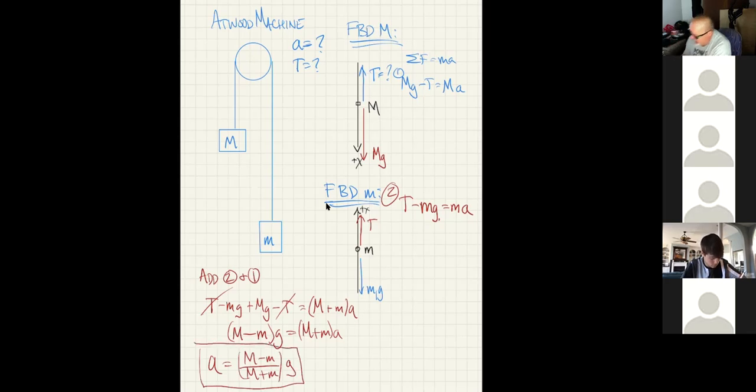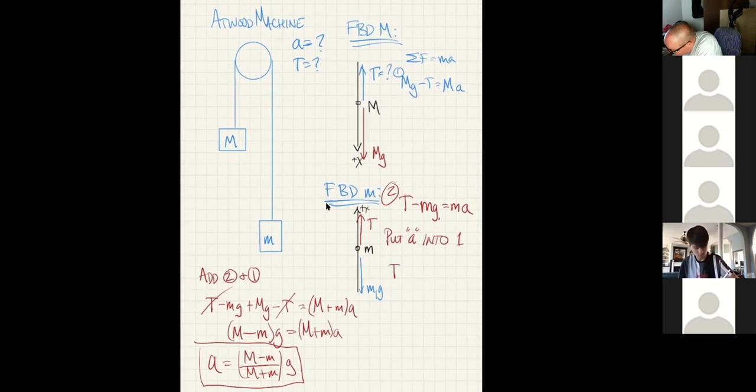So we know the acceleration is the difference of the masses divided by the sum of the masses. That's a unitless quantity, but you're multiplying it by G, which is a well-known quantity and has units of acceleration, so you know the units work out. Now what we can do is put A into equation 1.